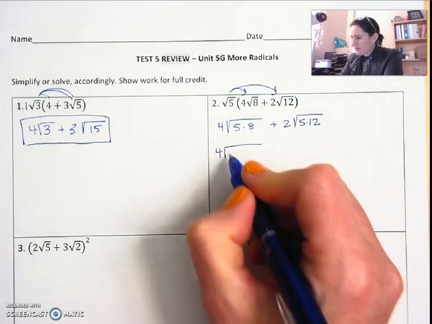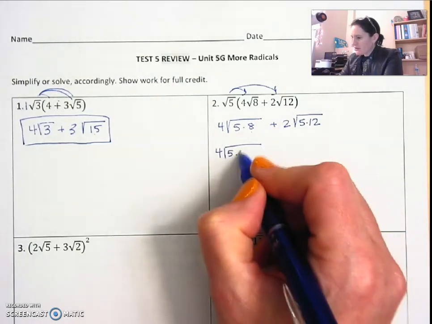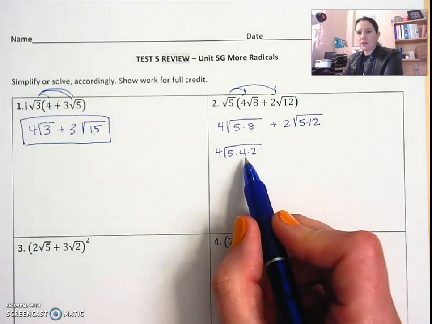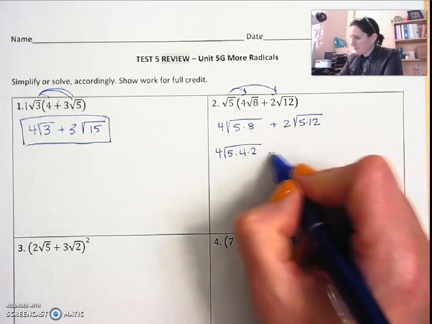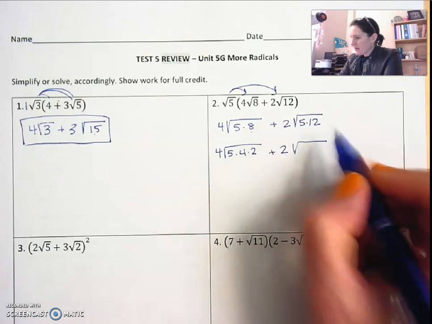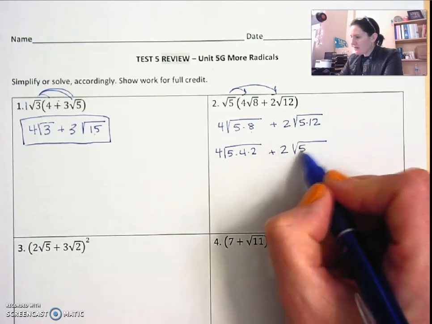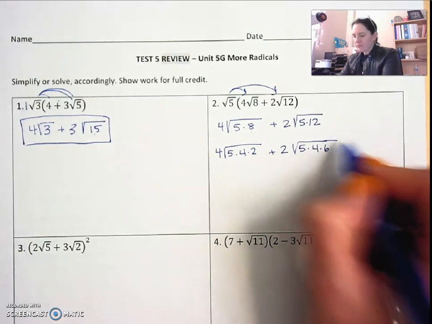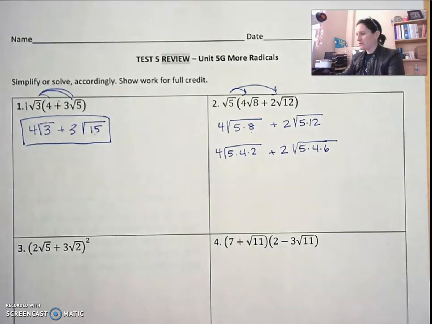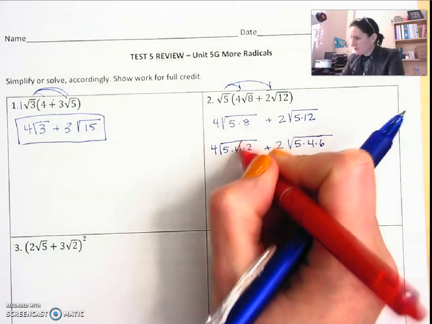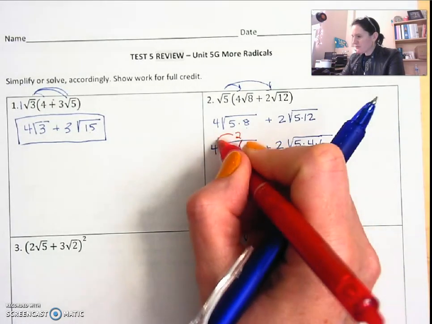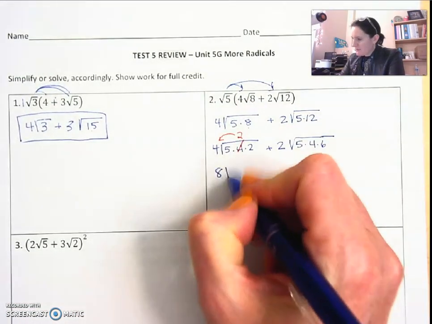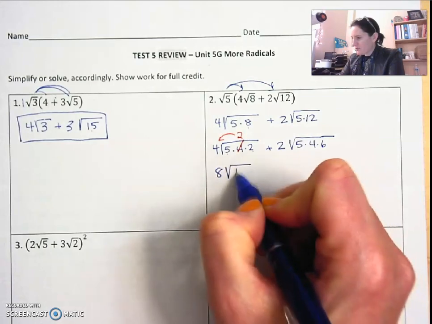So I still have this 5. 8 I'm going to factor into 4 times 2 because 4 is a perfect square that I can square root. And then over here I have the 5, and then 12 I'm going to factor into 4 times 6 because 4 I can square root. So taking the square root of 4 is 2 times the 4 that's already out front. It's going to give me 8 outside, and inside I have 5 times 2, which is 10.